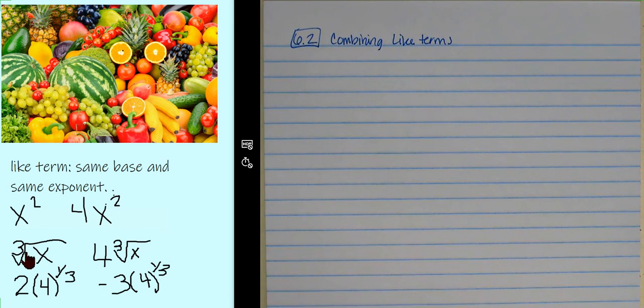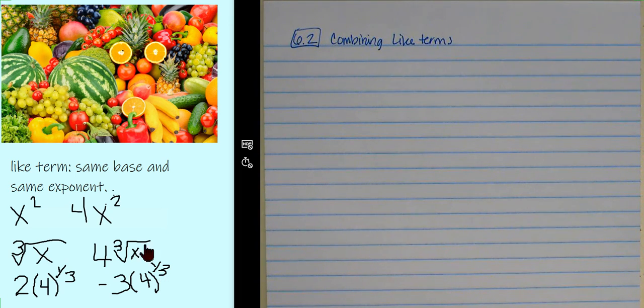This next one is again an understood 1 in the front. I have 1x to the cube root, or the 1/3 power. Now over here I have 4 of the same thing. I have the base of x and the root of 3, or x to the 1/3. Written this style, in this third example, I have coefficient of 2, 4 to the 1/3, minus 3, 4 to the 1/3. How many 4 to the 1/3 do I have? I have -1, 4 to the 1/3.